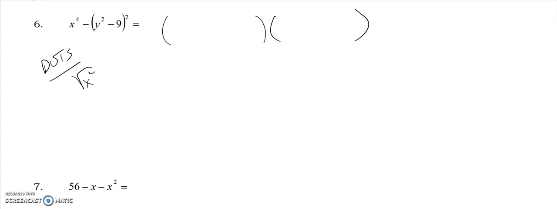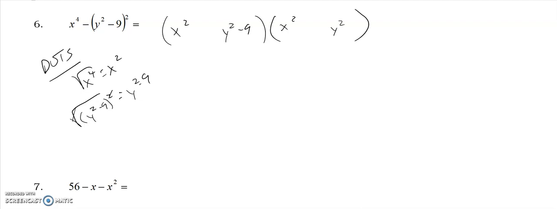We don't ever write this down. The square root of the first term, well, that's x squared. That's what goes in the first spot of each of those. What's the square root of the second term? Well, the square root of the second term just happens to be a quantity. So again, what's the square root of it? Just like what we did here, these will cancel, and now it's a binomial. So y squared minus 9 goes in each of those spots.